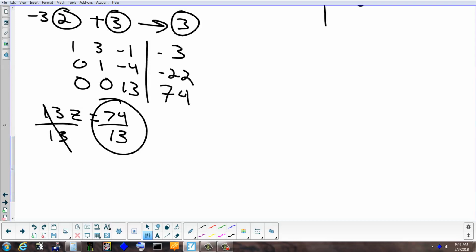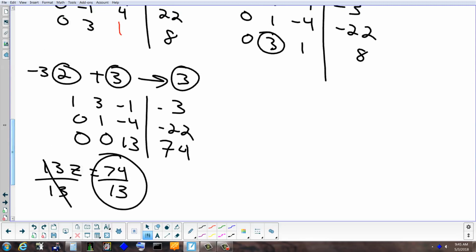So answers don't always come out nice. Doesn't mean you made a mistake, but as I said, for the test, I would expect to get nice integer answers. All right, so we've got z. And now you just work your way back up.